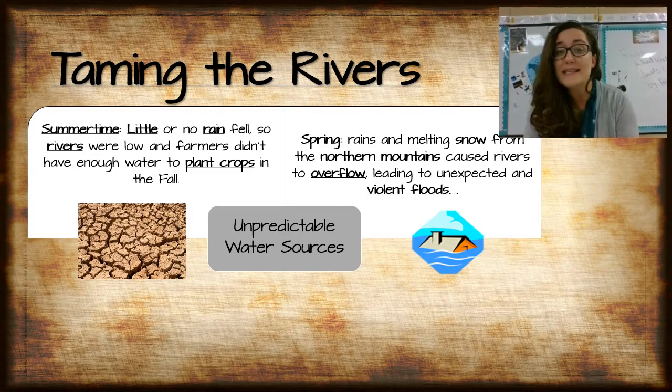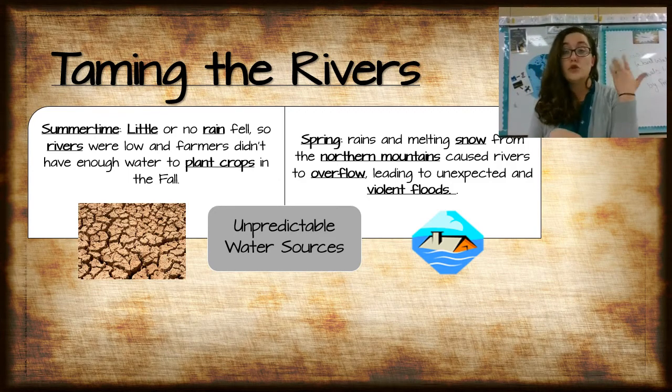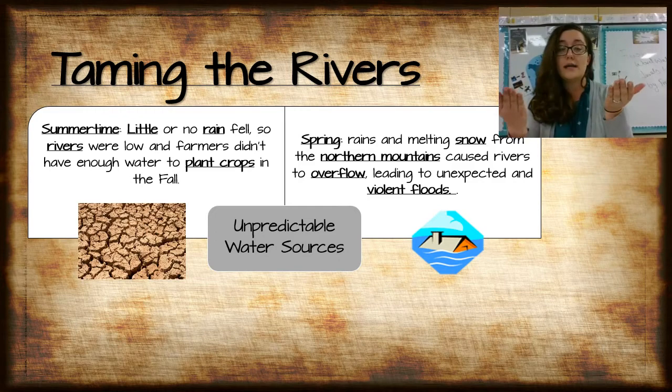You could tell the season, but when these rivers overflowed, there would be these unexpected and really violent floods that would not only destroy property and cause loss of life, but could destroy the crops, any crops that would be in the ground. So the farmers in ancient Mesopotamia had to figure out a solution to balance these two problems of too little water and too much water.